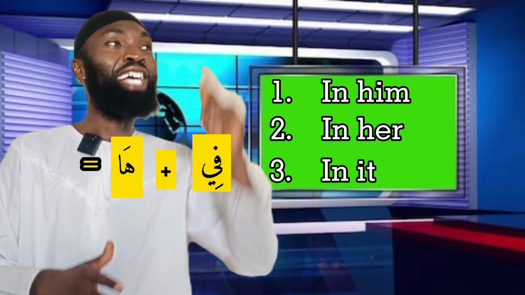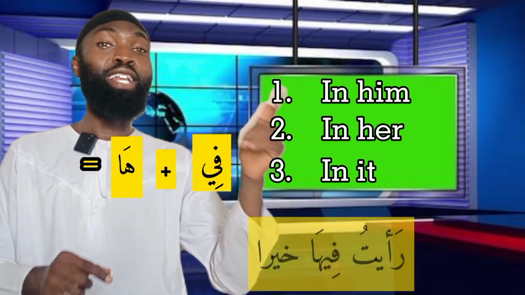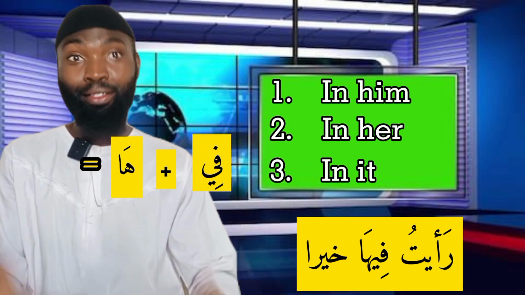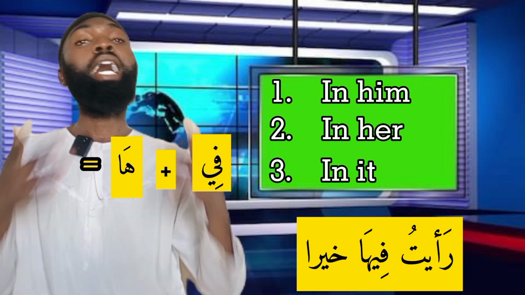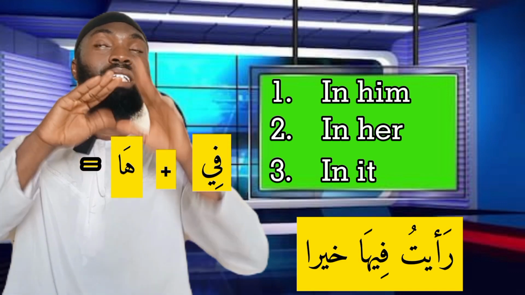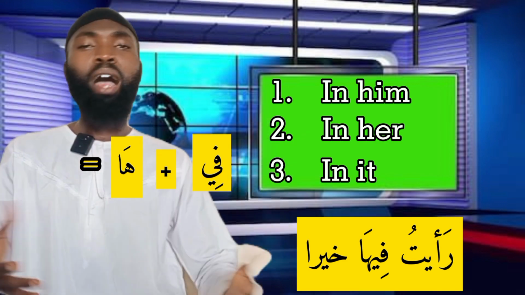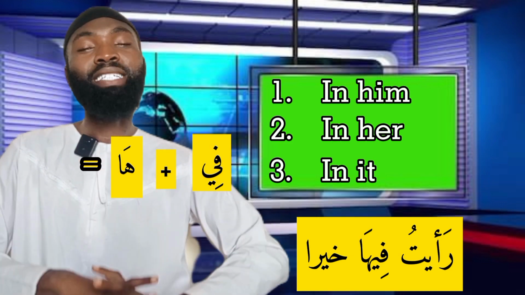This is so similar. So we have fiha, ra'aytu fiha khayran. I saw good in her. Therefore, you can marry her. Ra'aytu fiha sharran. I saw evil in her. So you can see fihi in him, fiha in her. When you read the Quran, you come across these pronouns and how they are being used.